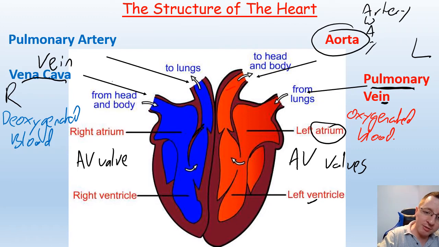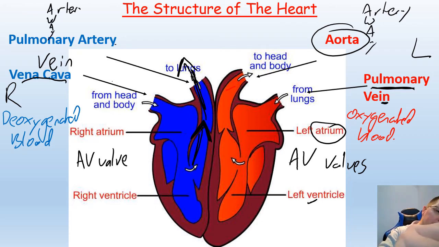So if we identify the semilunar valves here, that can turn into an arrow to show us the blood flowing up and out. And again, anytime the blood is flowing away from the heart, that must be an artery. In this case, the pulmonary artery, and it's the only artery in your body that carries deoxygenated blood. It's called the pulmonary artery, so it's carrying that deoxygenated blood towards the lungs.